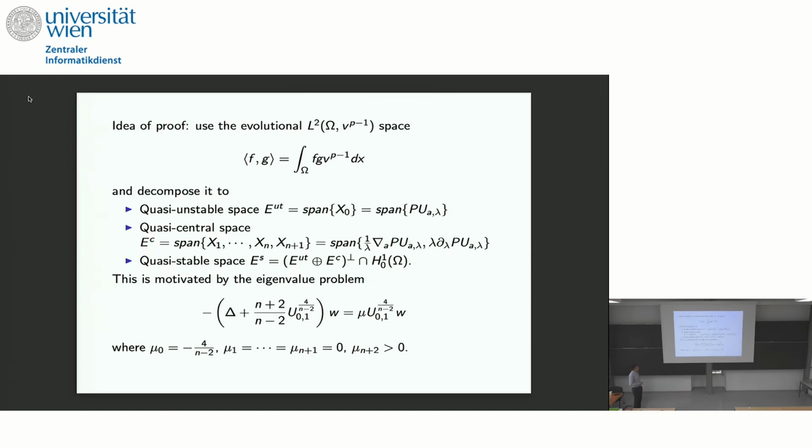You may wonder why we do this. Well, this is motivated by the eigenvalues of the linear operator at a standard bubble, and it's a classical result. The first eigenvalue is negative, you have n plus 1 zero eigenvalues, and the next eigenvalue is positive. The kernel of this linear operator is n plus 1 dimensional.